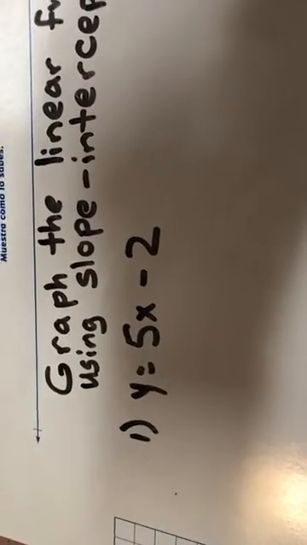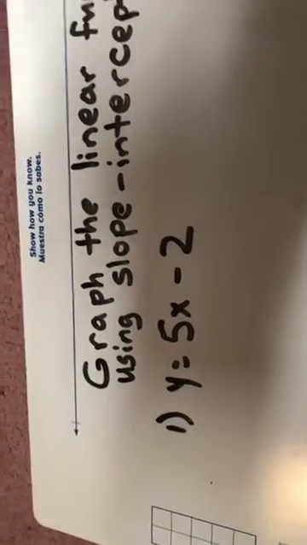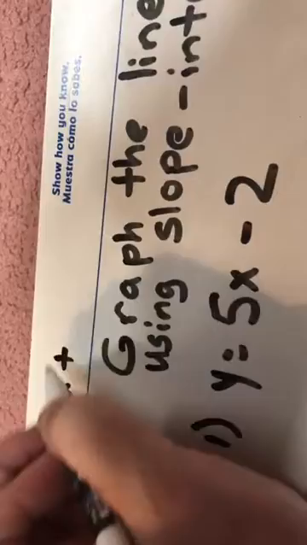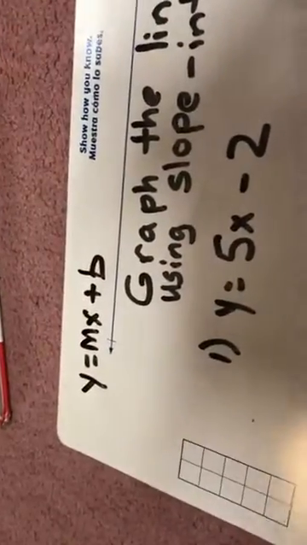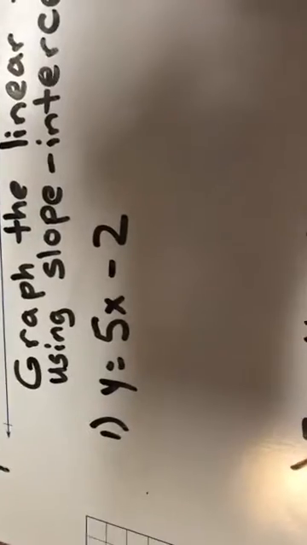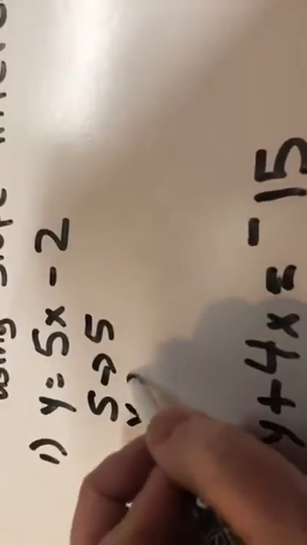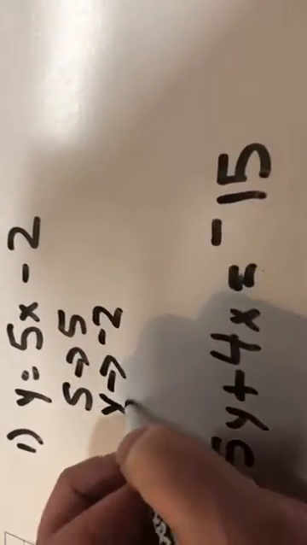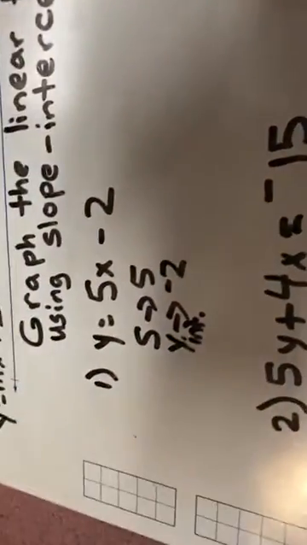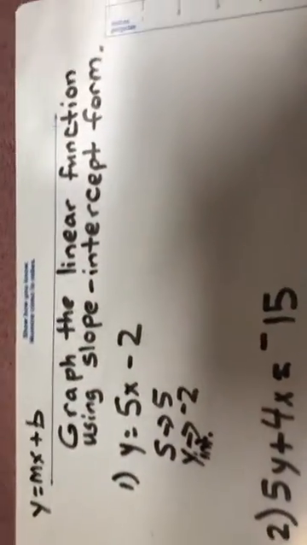Number 1, y equals 5x minus 2. That's already in slope-intercept form. I'm going to rewrite it up here, y equals mx plus b. That's my slope-intercept formula. y equals 5x minus 2. That's already in slope-intercept form. So I know that my slope is 5, and I know that my y-intercept is negative 2. That's great, but it tells me I have to graph it. So what does that mean? How do I graph that?